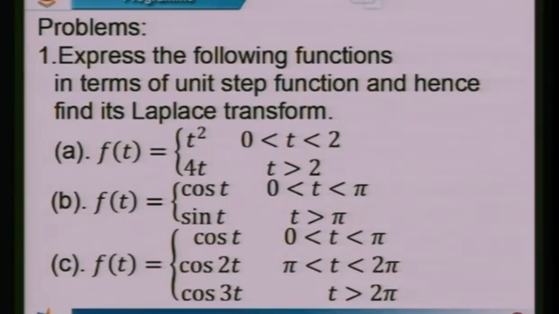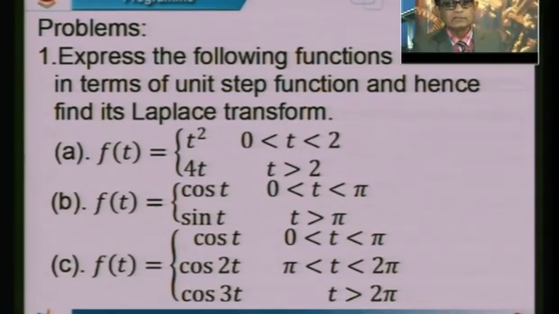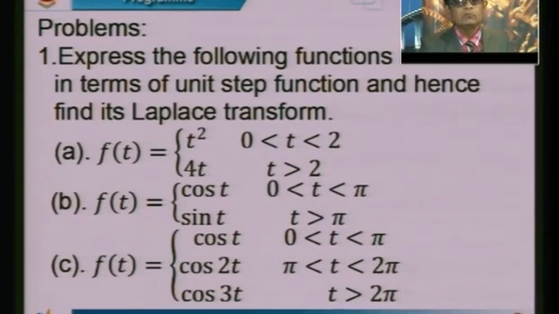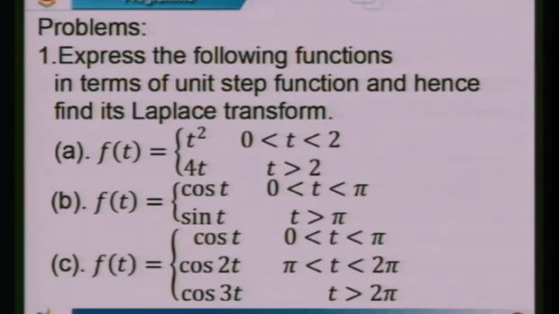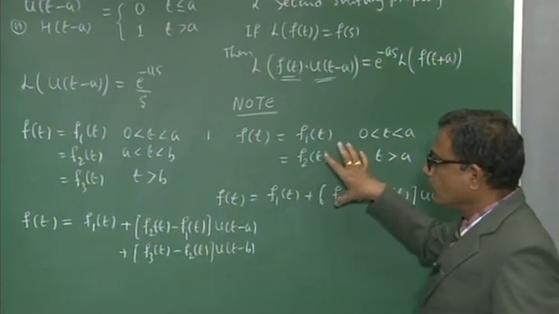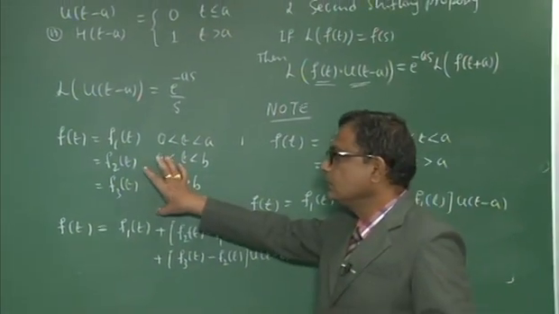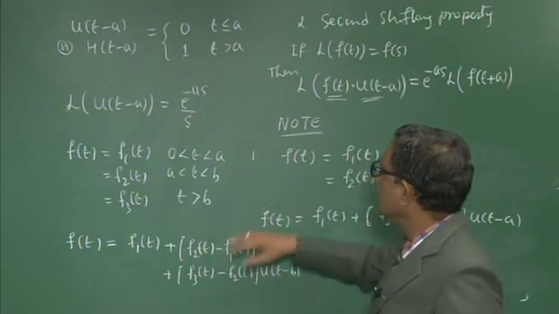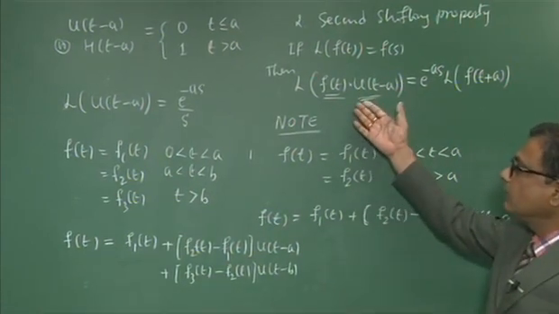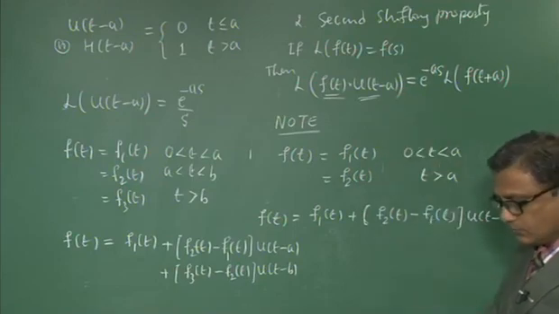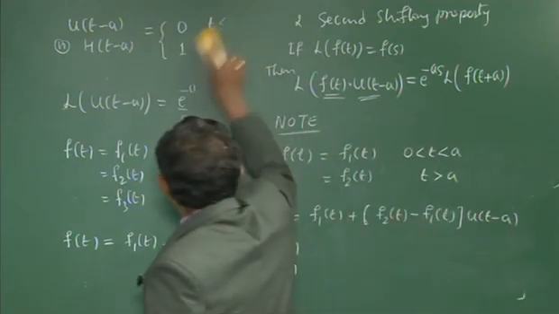Now, here there are two parts. First part, you have to express the given function in terms of unit step function. Then second part, you have to find its Laplace transform. Now, how will we do the example? For the first two examples, you have to use this formula, and likewise for the three functions. After that, in the second part, you have to find the Laplace transform. Yes, we will do the first one.